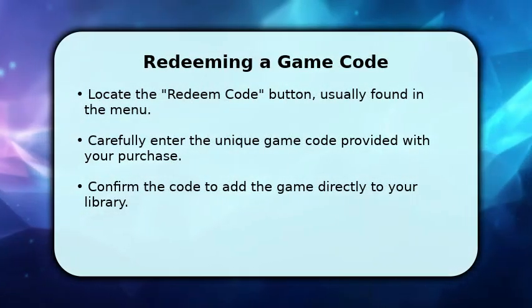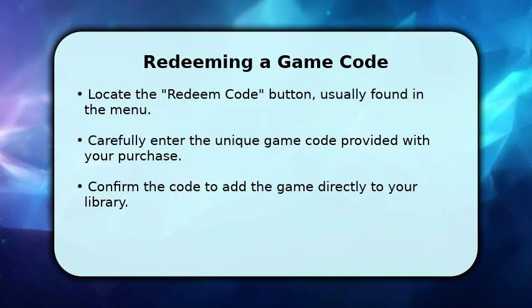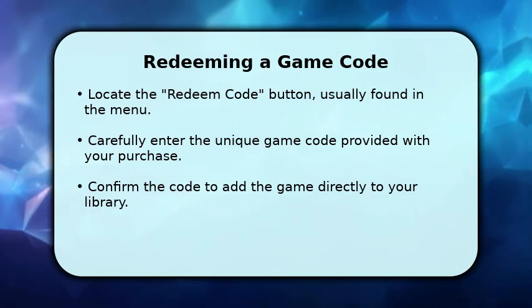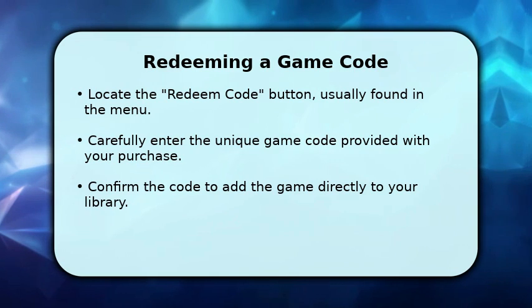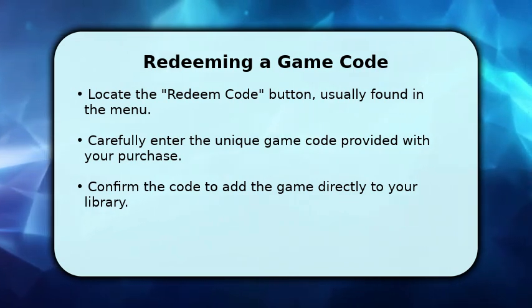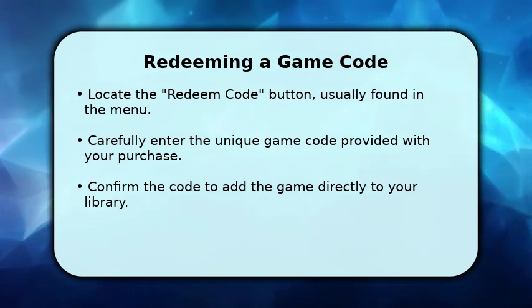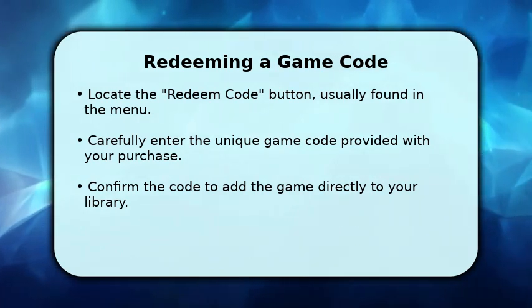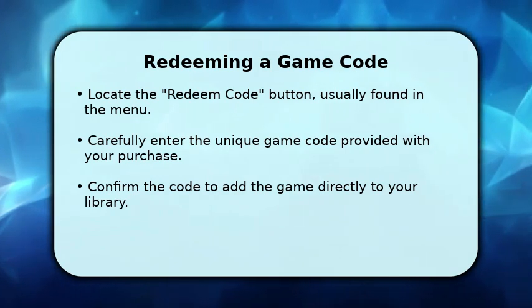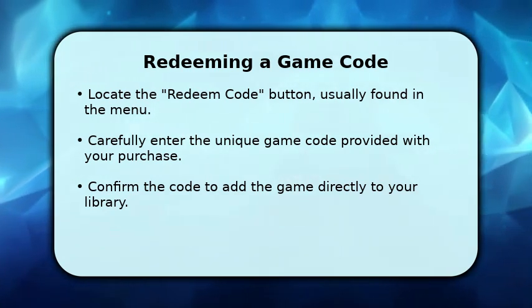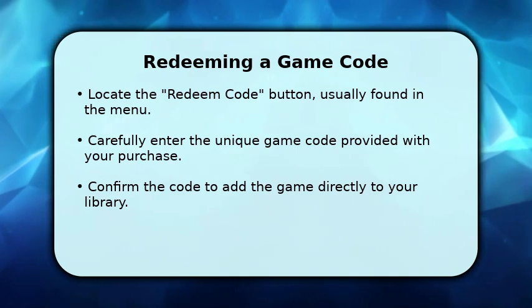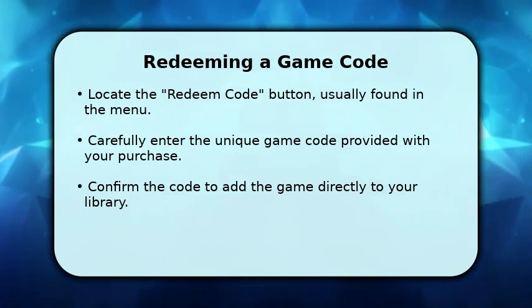To redeem a game code, look for the Redeem Code button, often found in the top left menu or under your profile. A window will pop up where you can type in your unique game code. Double-check the code for accuracy before proceeding. Once confirmed, the game will be automatically added to your My Collection, ready for download and play. It's a quick way to get new titles.